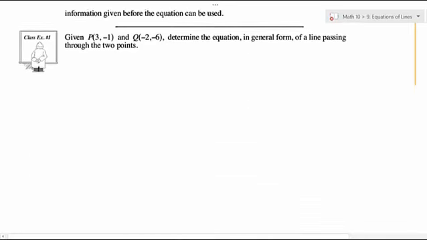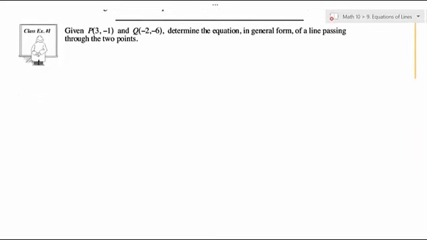Imagine you were given this exercise here. You've got point P, which is (3, -1), and point Q, which is (-2, -6). You've been asked to determine the equation in general form of a line passing through these 2 points. All right, well, you can give it a go on your own, but I'm just going to go through this. First thing you want to do is find your slope.